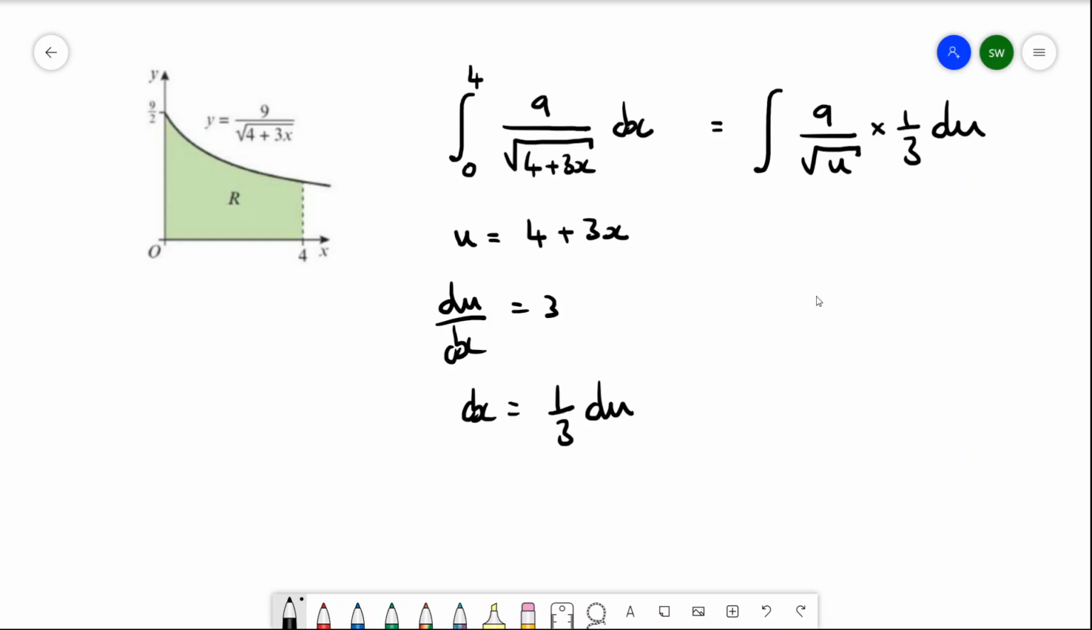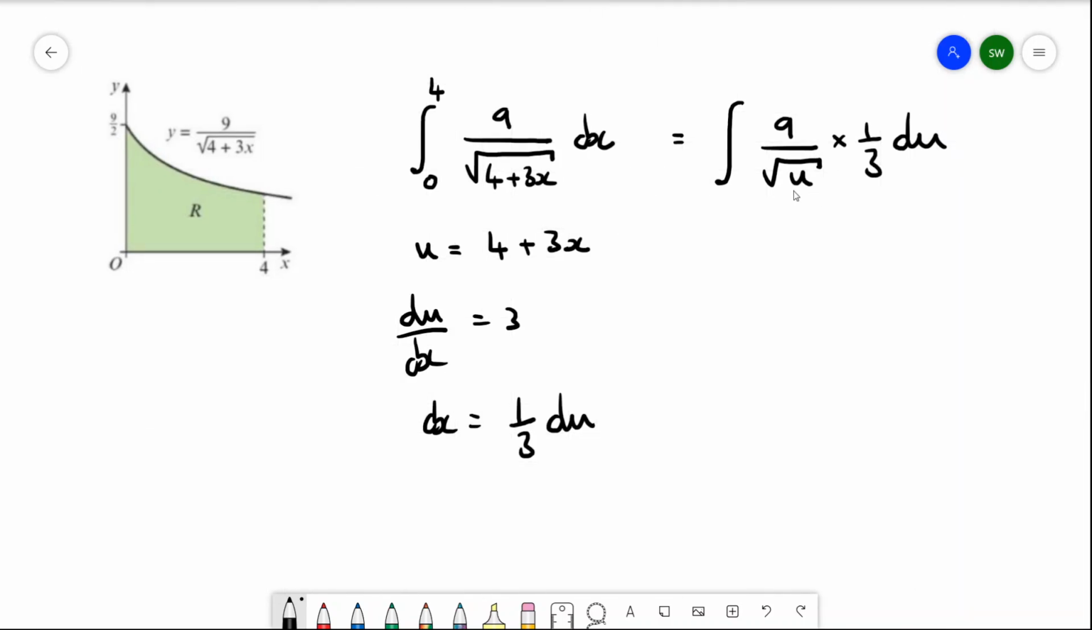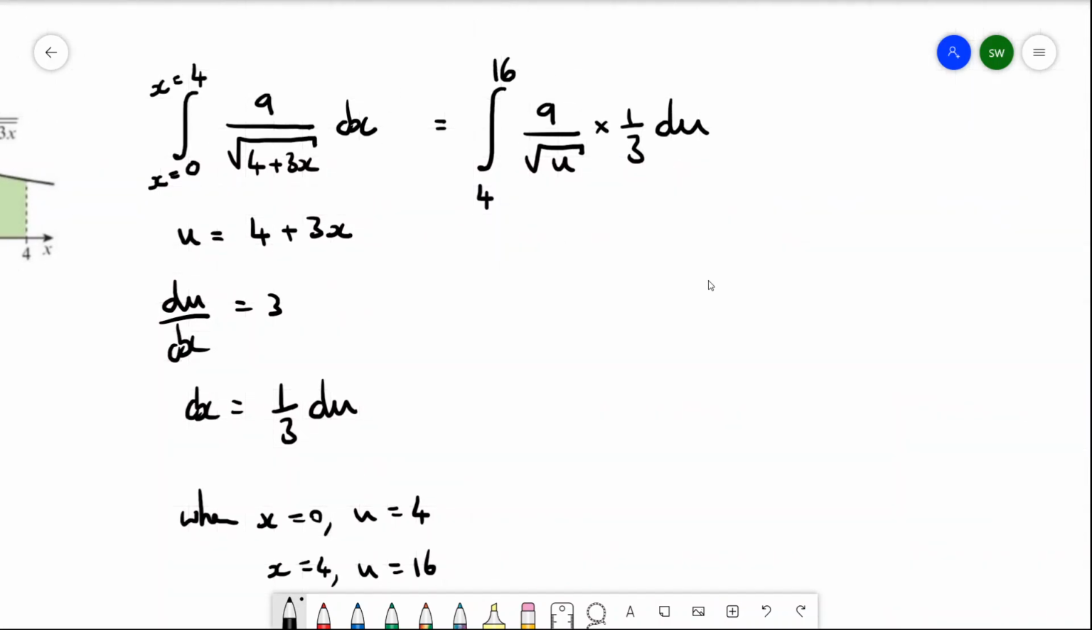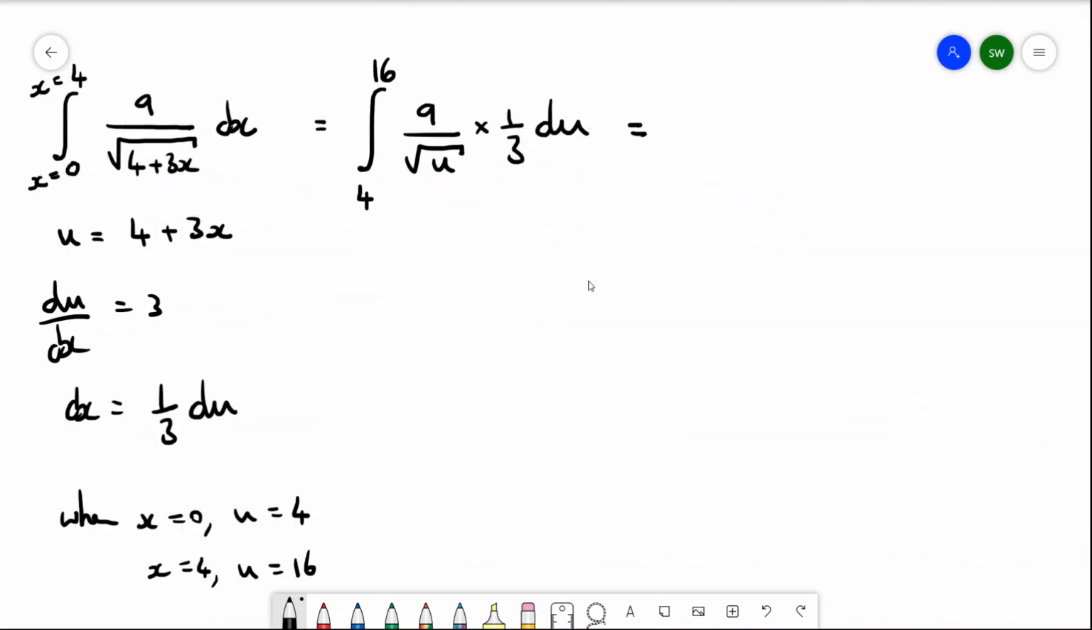And I'm actually going to change the limits. You could integrate it and then go back to x, but I'm going to do everything in terms of u and change the limits. So with the lower limit, what we really mean here is x equals 0 and x equals 4. So when x equals 0, u is equal to 4, and when x equals 4, u is equal to 16. So I know that I can change these limits to u equals 4 up to u equals 16. So now everything's in terms of u, and we can work this out.